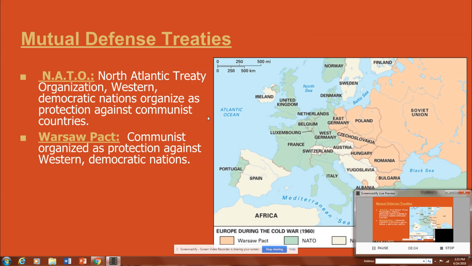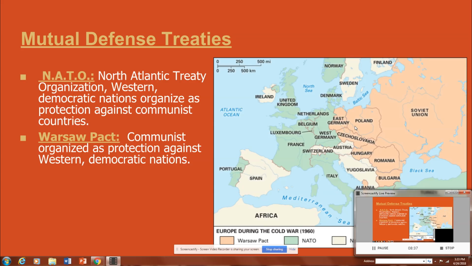So in 1949, we start to see mutual defense treaties form. The first, on the Western or democratic side, NATO is established. We still have NATO today. Member countries are pretty much the same as what they were before. And these are all the green countries. These are the NATO countries. The red countries are the Warsaw Pact. They are also a mutual defense treaty. That was made up of the communist countries.